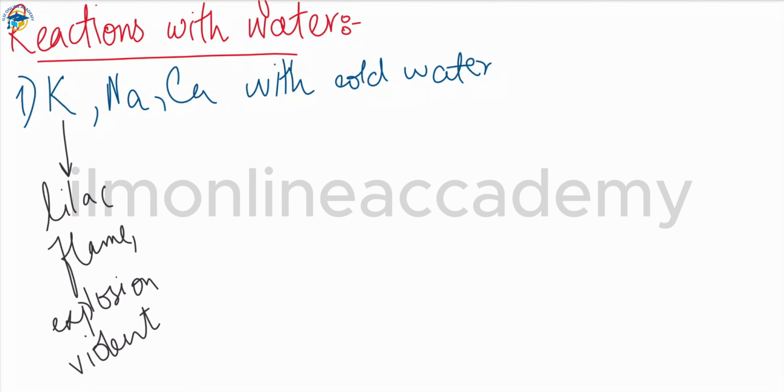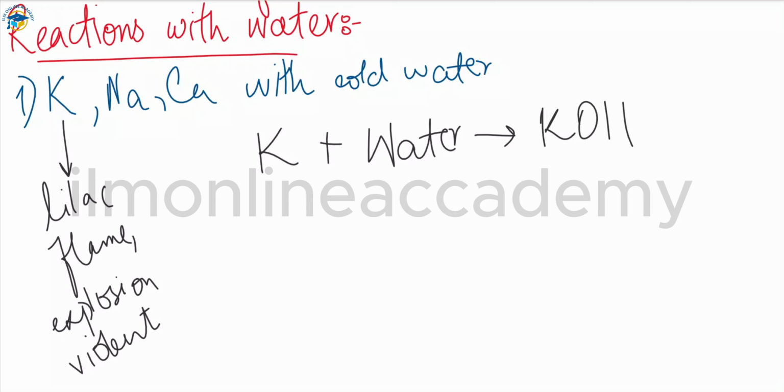So this is the reaction of potassium with water, and we have some equations also. First I will write the word equation: potassium plus water. Any metal, when it reacts with water, produces potassium hydroxide, KOH, plus hydrogen gas that is released. So I think I should write H2O here, that will be much better. So when potassium reacts with water, we have potassium hydroxide and hydrogen gas is released.